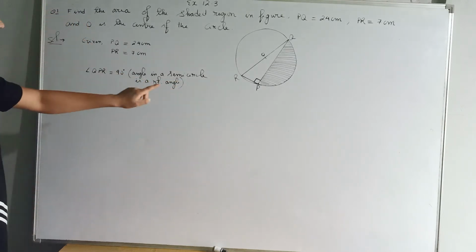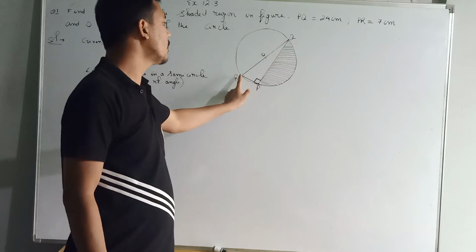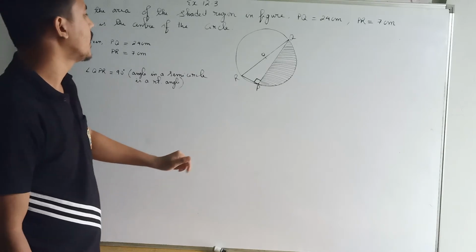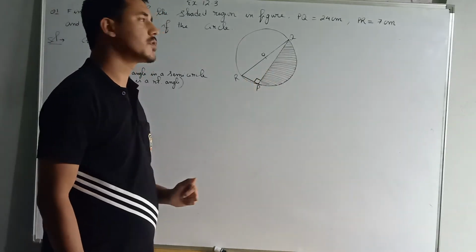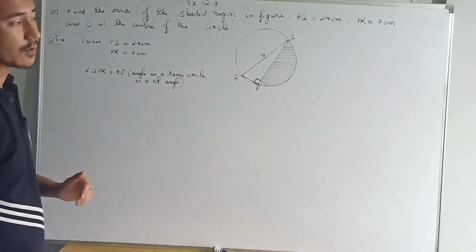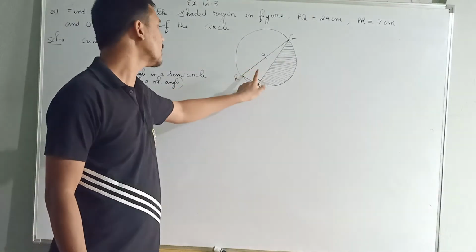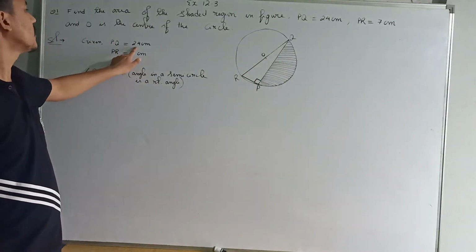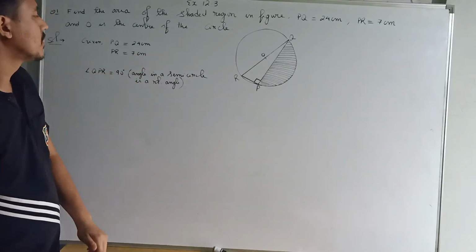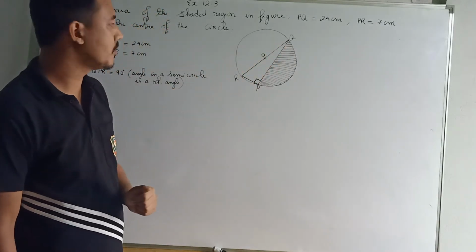Now, since this angle is a right angle, your triangle PQR becomes a right triangle. And knowing two sides of a right triangle, we can find out the third side using Pythagoras theorem. In this right triangle, PQ is given to be 24 centimeter and PR is given to be 7 centimeter. So we have to find out the length of the side QR.